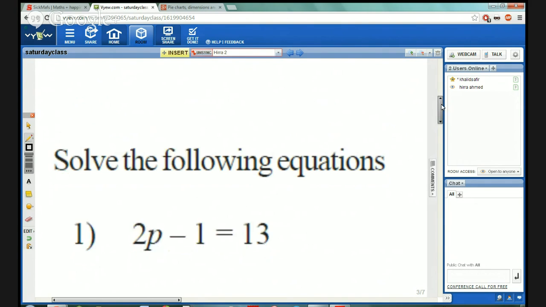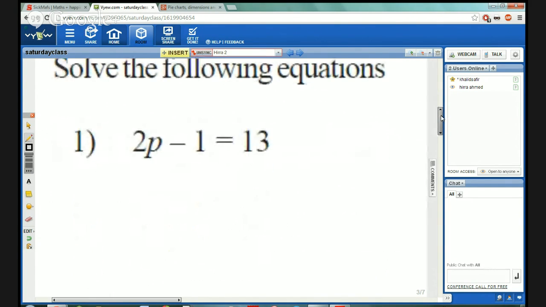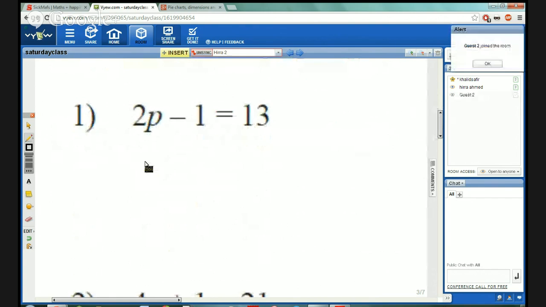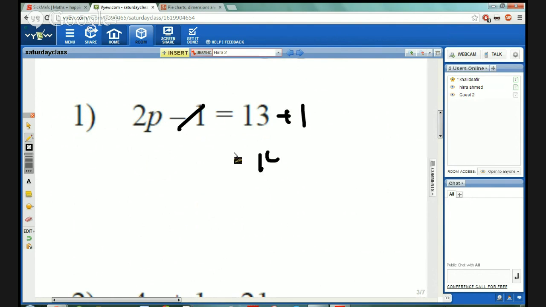Okay, so that means I'm waiting for the other two. How's that first question going, Hera? Easy peasy, yeah? Plus 1 makes it 14. Hopefully you're doing it like me, yeah? Do you remember me talking about keeping equals underneath equals and stuff like that? So equals underneath equals, clean up after you move stuff.